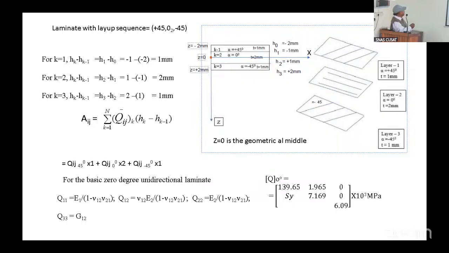So 1 mm. When you substitute it, you will get 1 mm here, you will get 2 mm here. So the actual thickness you will get using this formula. So programming is easy in this way.